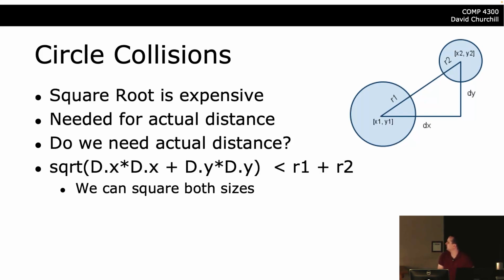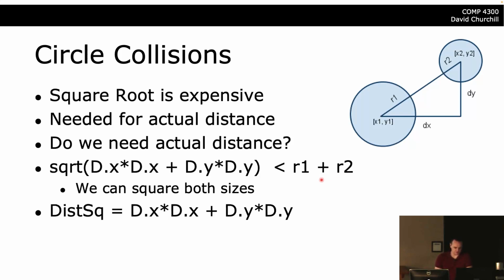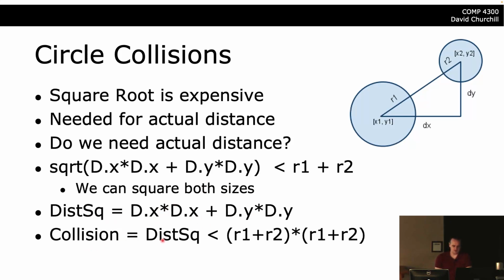Well, you might think yes, but look at this. This is the formula. If the square root of this is less than r1 plus r2, what if I square both sides? The inequality still holds, right? And if I square both sides, I get this. So distance squared is just this value squared, so you just remove the square root. And so there's a collision if the distance squared is less than this value squared. And that's pretty easy to calculate. Multiplications are super easy. Additions, super easy. Way easier than square root.